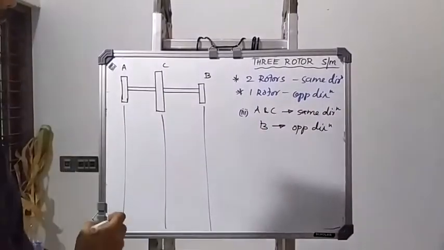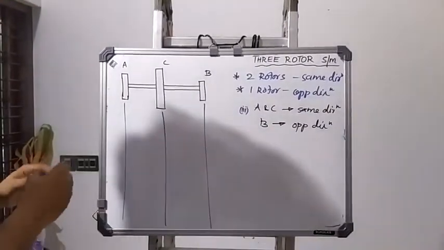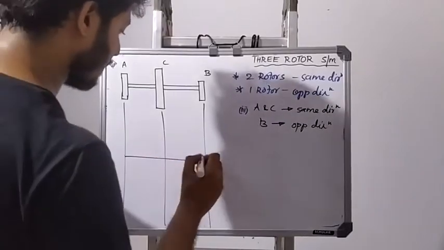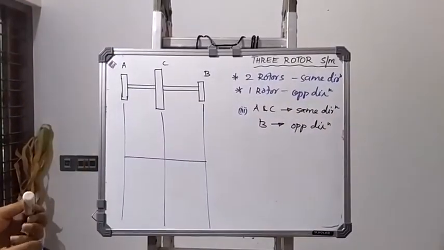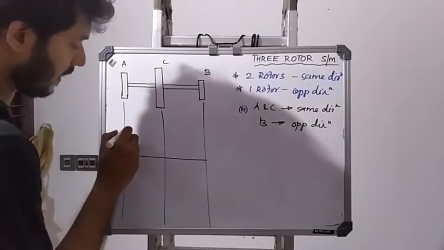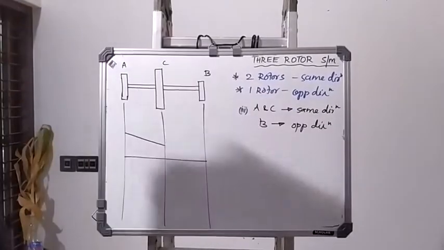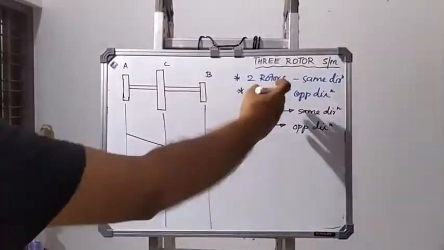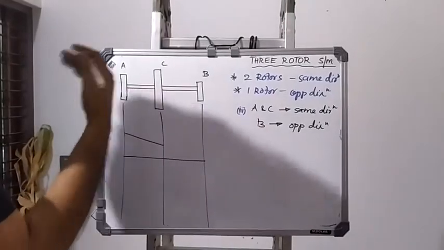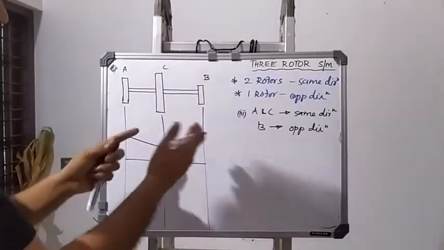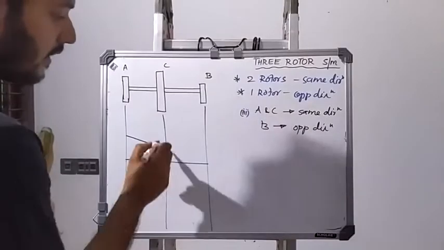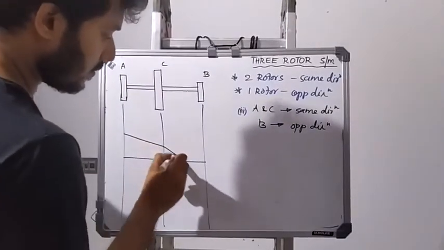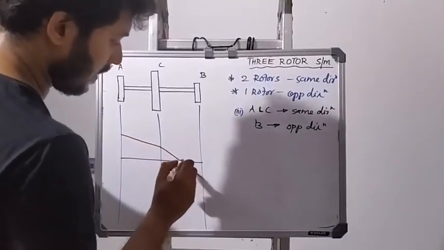So as A and C are rotating in the same direction, there won't be any node of vibration between A and C. Hence let the curve be passing like this. Now as C and A are having the same direction but B is in the opposite direction, C and B will be in opposite directions. There will be generation of a single node. So let us represent that particular node here.